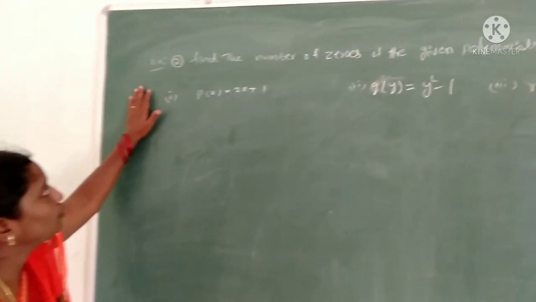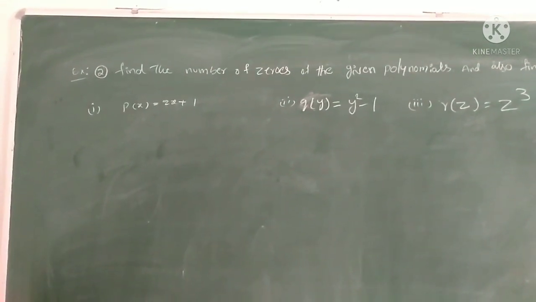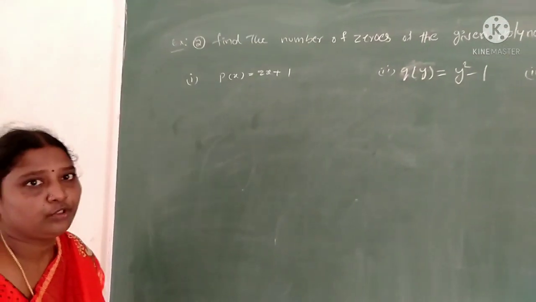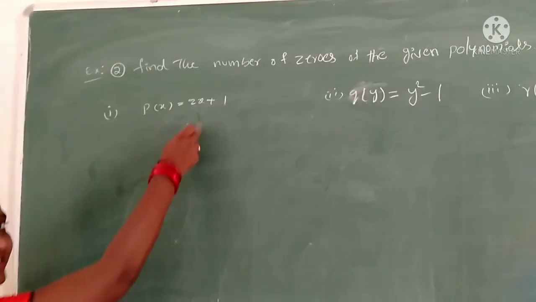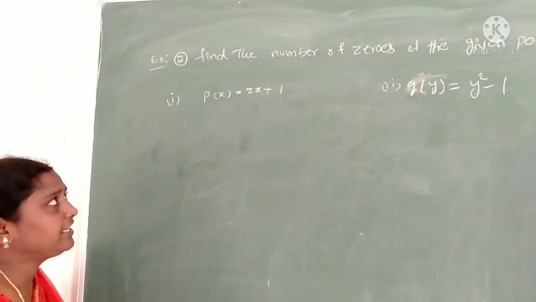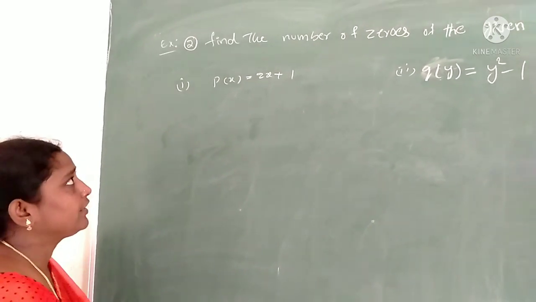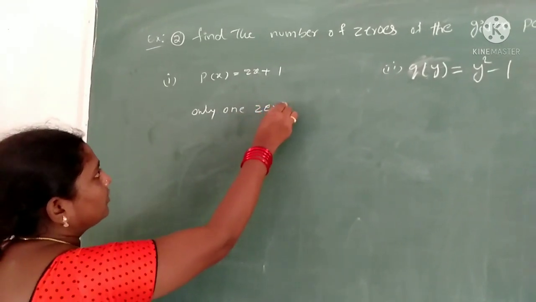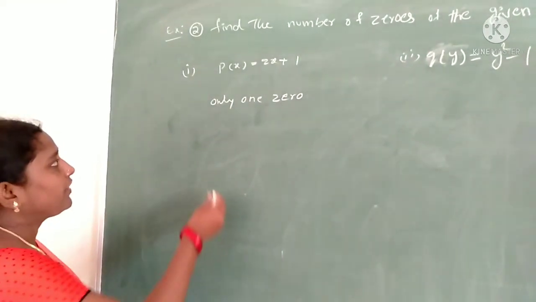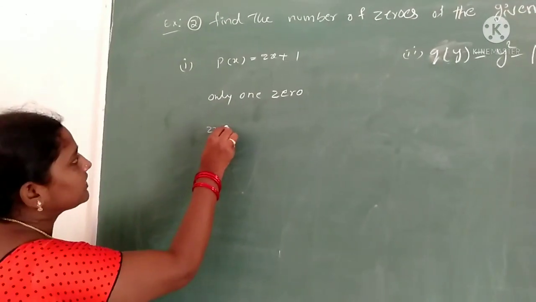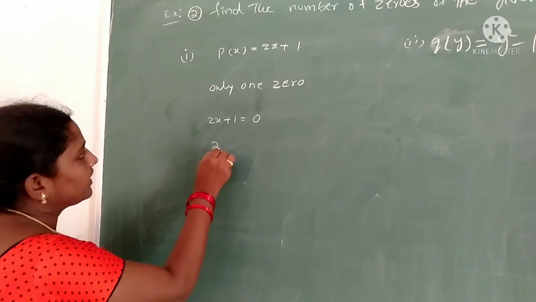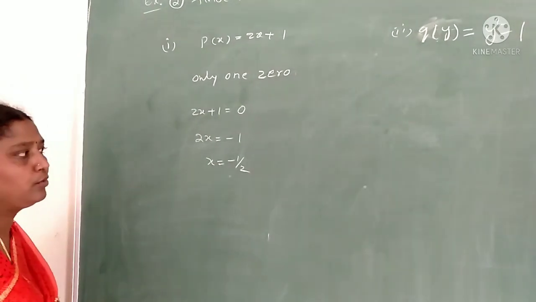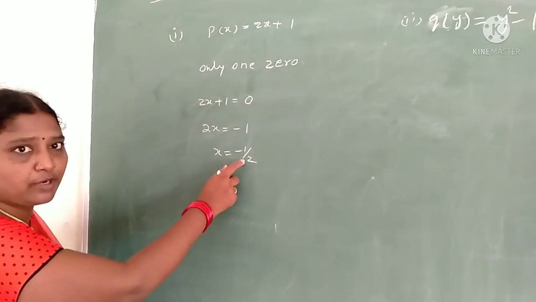Next we take example 2. Find the number of zeros of the given polynomials and also find their values. First problem, p of x equal to 2x plus 1. This is a linear polynomial, so it has only 1 zero. We find the zero value. 2x plus 1 equal to 0, 2x equal to minus 1 and x equal to minus 1 by 2. So the zero value is minus 1 by 2.